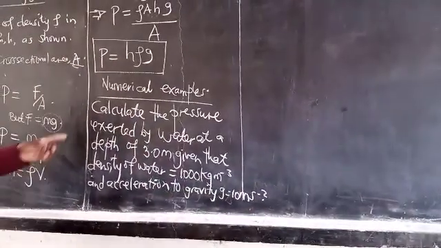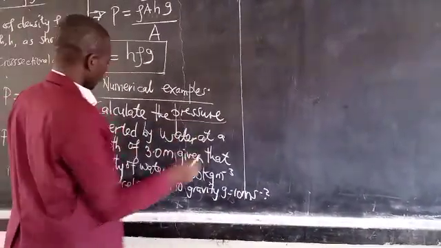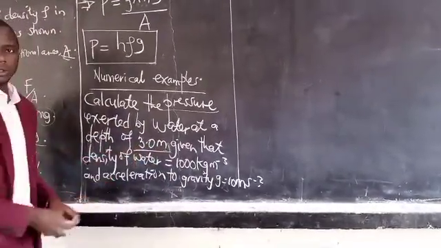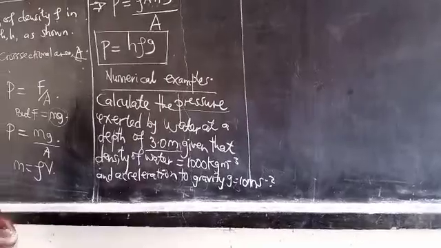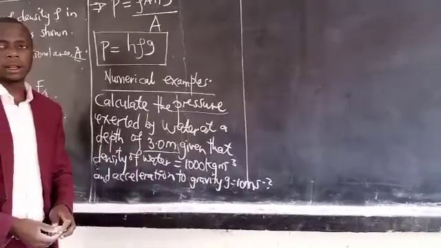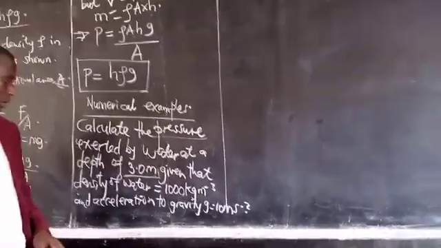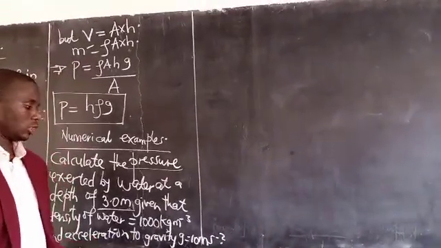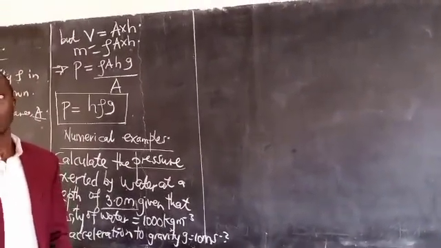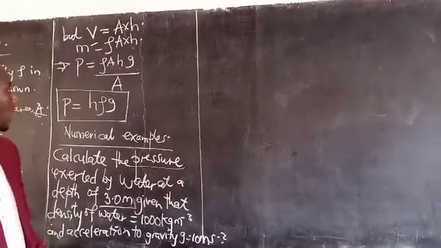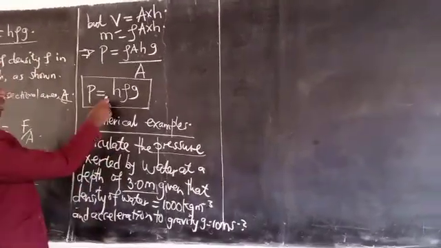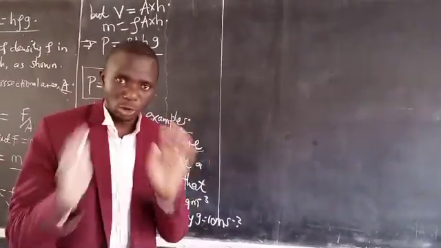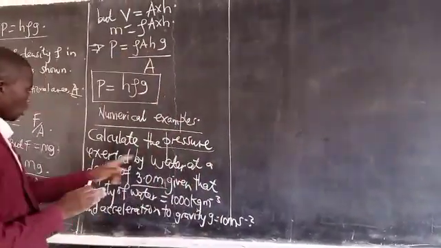Yes, we want to calculate the pressure exerted by water at a depth of 3.0 meters, and you are given the density of water as 1000 kilograms per cubic meter, and the acceleration due to gravity G, which is 10 meters per second squared. The important things are the H, the rho, and G, and if you have them, you substitute them there, you automatically get the answer. Let's go.